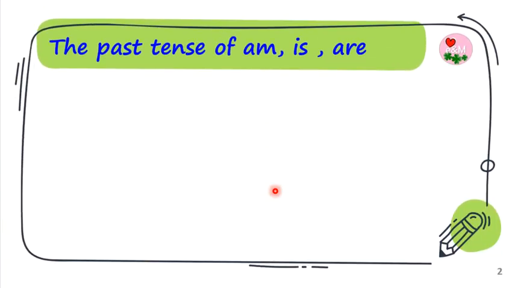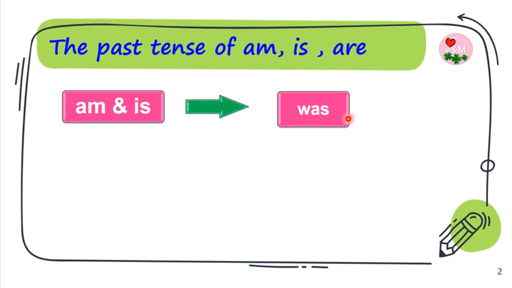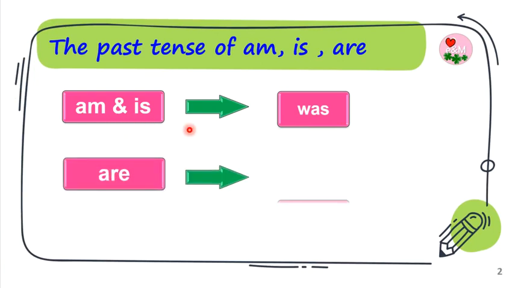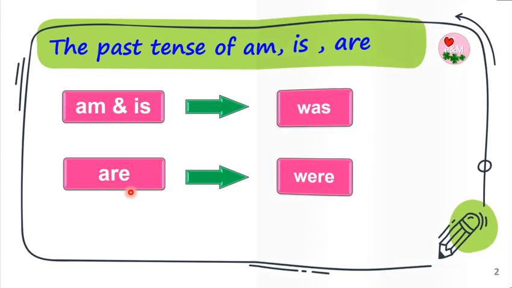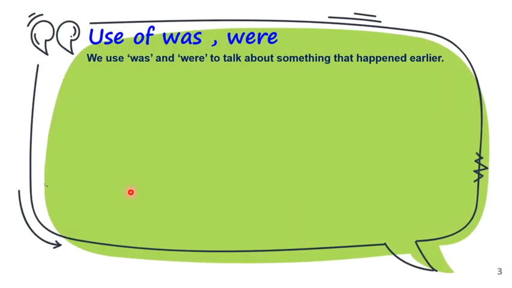The past tense of am and is is was. Was is the past tense form of am and is. Were is the past tense form of are. We use was and were to talk about something that happened earlier, something that has already happened.